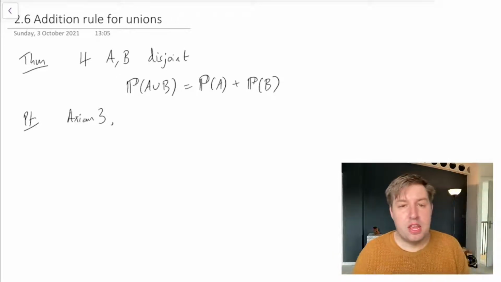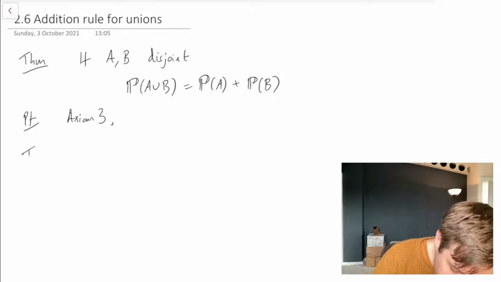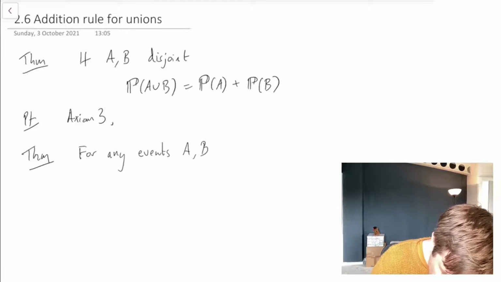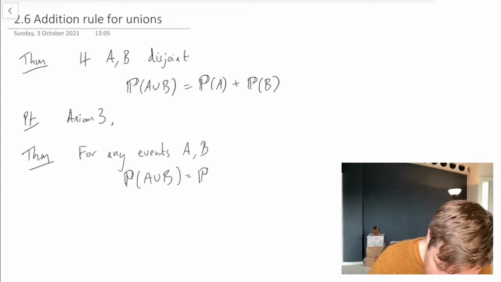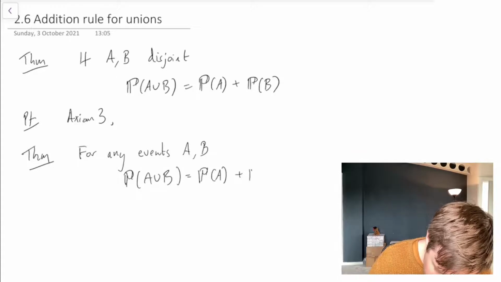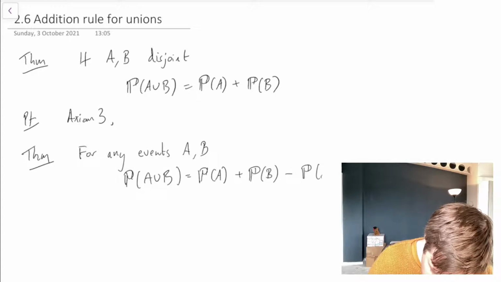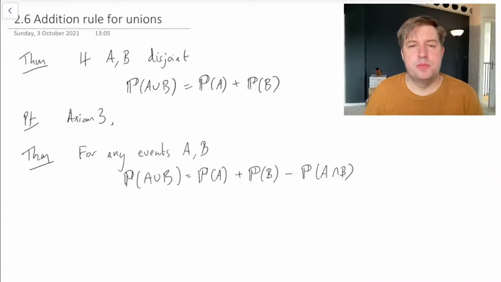What we're interested in here is the more general result of what if they're not disjoint. So for any events A, B that might not be disjoint, this is the result. The probability of A union B is equal to the probability of A plus the probability of B minus the probability of them both.